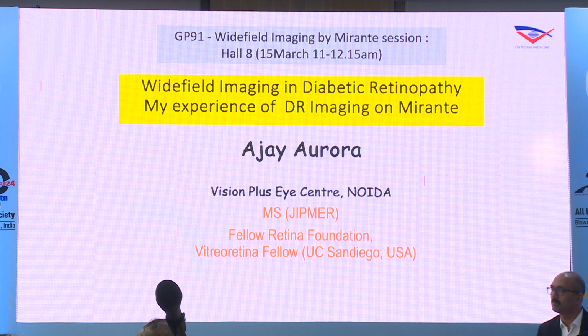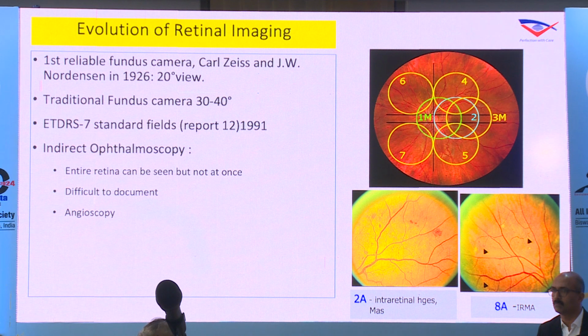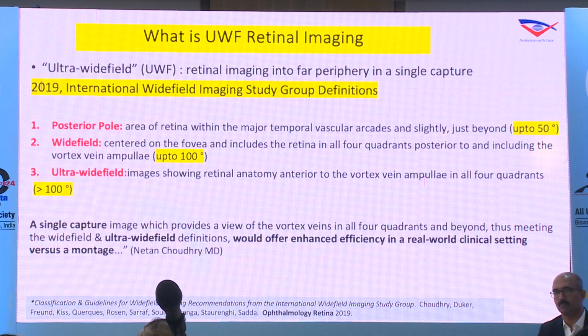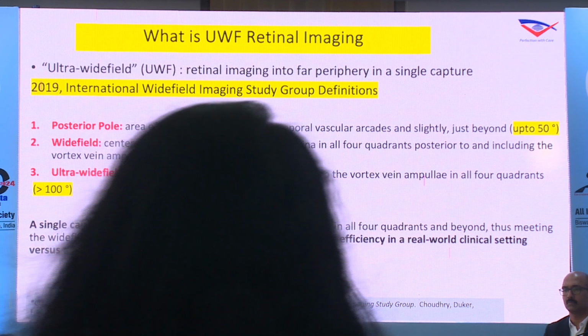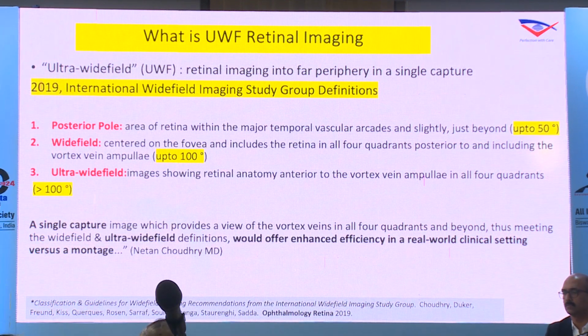So I'm talking about Widefield imaging of diabetic retinopathy, and I think this has already been mentioned to you: the evolution of retinal imaging from the first fundus camera, which came out in 1926, to where we are today. And what is the definition of ultra-wide field imaging? One line which was said by Nathan Chaudhary: a single capture image which provides a view of the vortex bands in all four quadrants and beyond, thus meeting the wide field and ultra-wide field definition, would offer enhanced efficiency in a real-world clinical setting.